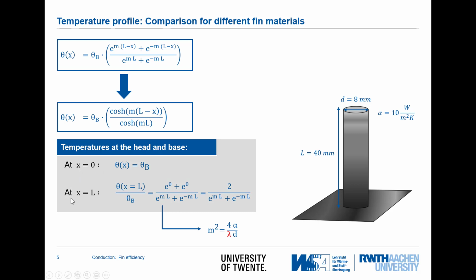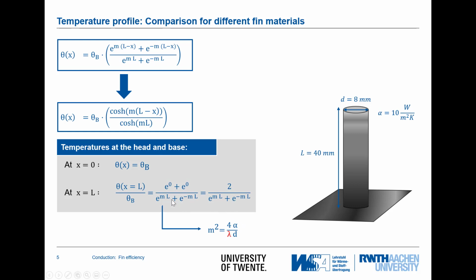On the other side, at the location x equal to L, we can plug this into our equation as shown here on the bottom, on the top, sorry. If we introduce this value, L minus x is equal to 0, here also L minus x is equal to 0, so we end up with the exponent of 0 plus the exponent of 0. Each of those terms is 1, so in total there is 2. And on the bottom we are left with the exponent of mL plus e to the minus mL.